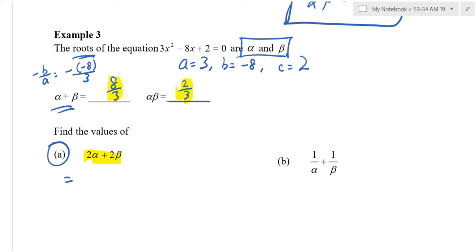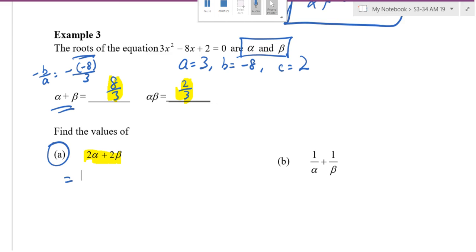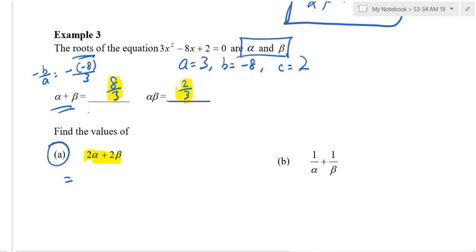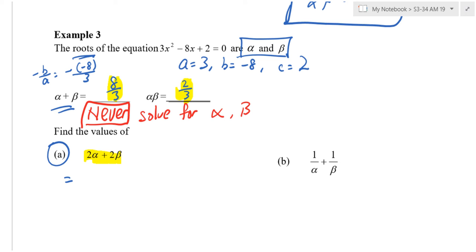Can you write down in red, everyone? Never solve for alpha and beta. 3 girls at the back, never solve for alpha and beta. Never, please. Please. This chapter is not about solving for alpha and beta. We are not interested. If you want to solve, at the start we can already. Do I make sense? Okay.